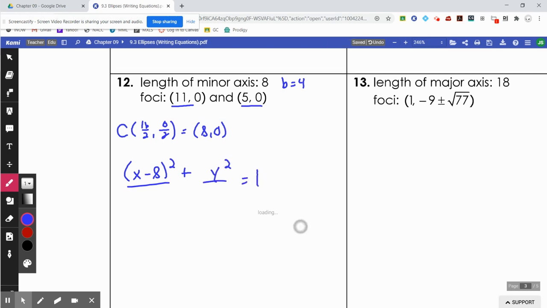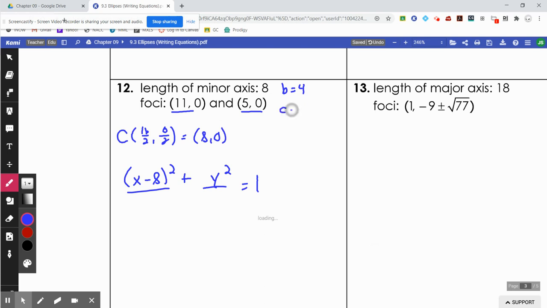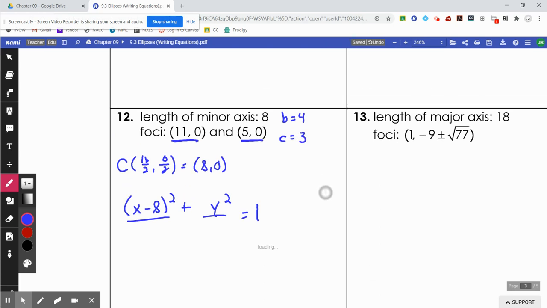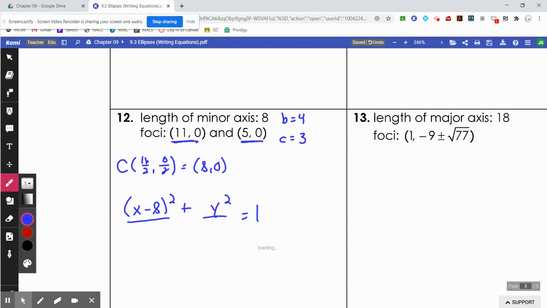Now I've got my b value, I can find my c value. The distance from here to here is 6, so therefore c would be half of that. So now let's go ahead and do c squared is equal to a squared minus b squared. Move the 16 over, gives you a squared is 25, so a would have to be 5.